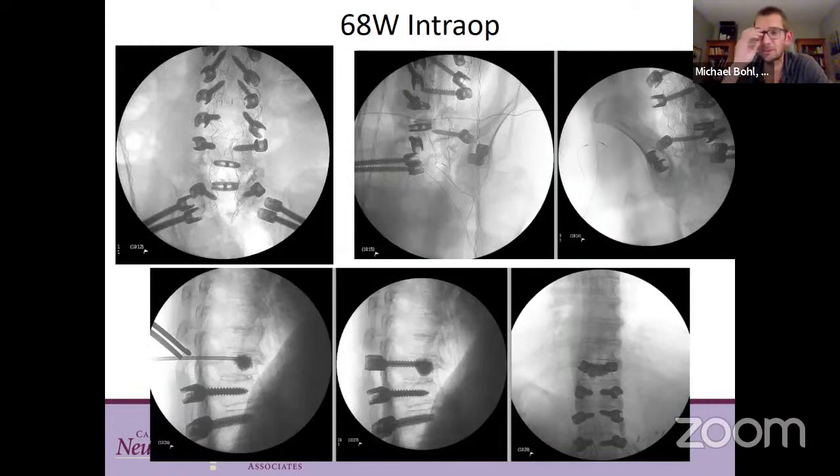So our plan was to revise this. We removed all the previously placed hardware and revised at the top. The screws at the top were loose, which is a separate problem, not her primary problem. Once all the old hardware came out and we put new hardware in, at the top left here, you can see our new screws placed.